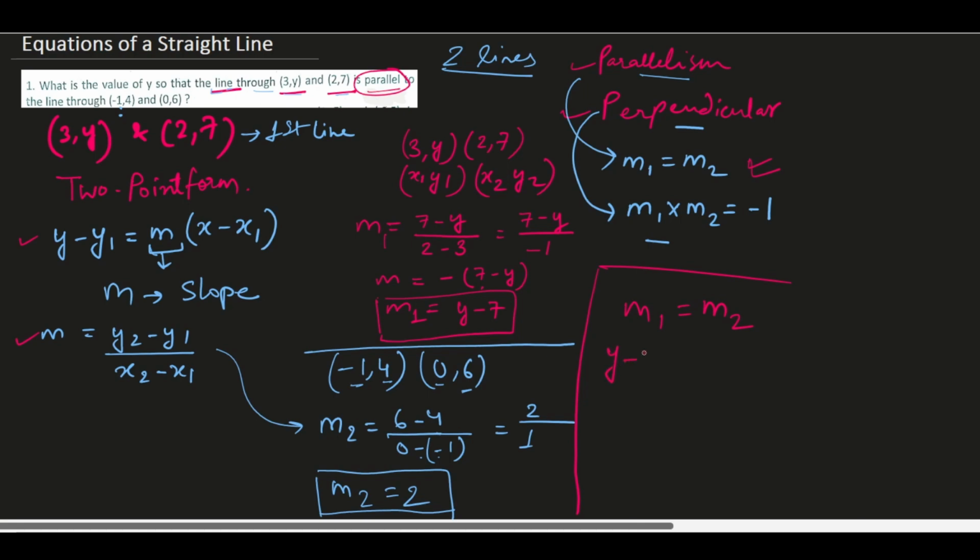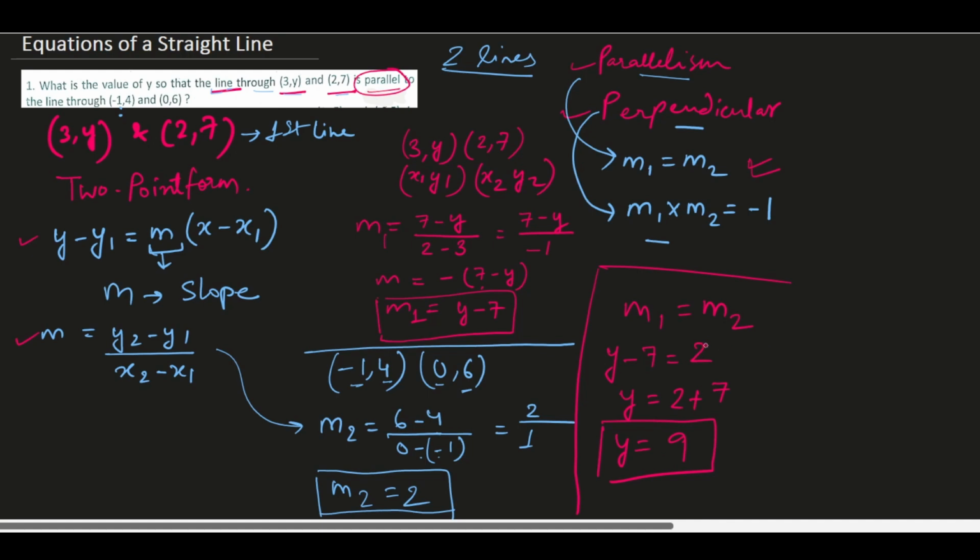So y minus 7 is equal to 2. Y will be, this minus 7 goes on the right hand side, then it becomes 2 plus 7. Therefore, y is equal to 9. This is our final answer.